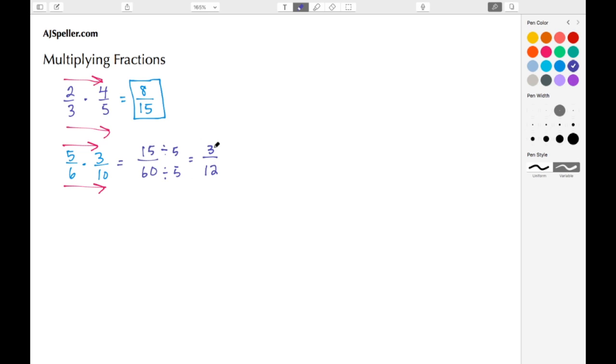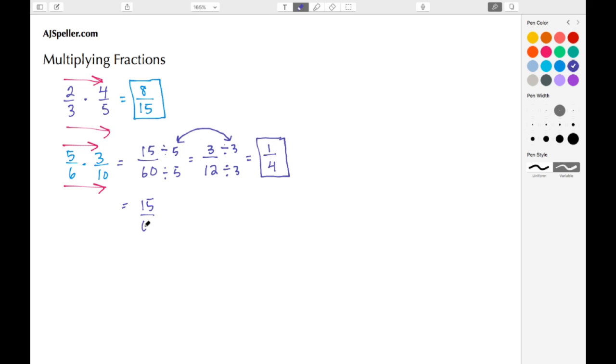Again, we see that we can simplify some more. We can divide both of these numbers, the 12 and the 3, by 3. 3 divided by 3 is 1, and 12 divided by 3 is 4. So we see our answer here comes out to 1/4. We had to do multiple divisions here to simplify because we didn't pick the greatest common factor. If we would have divided by 15, and I know that it's 15 because we divided by 3 and we divided by 5, 5 times 3 is 15.